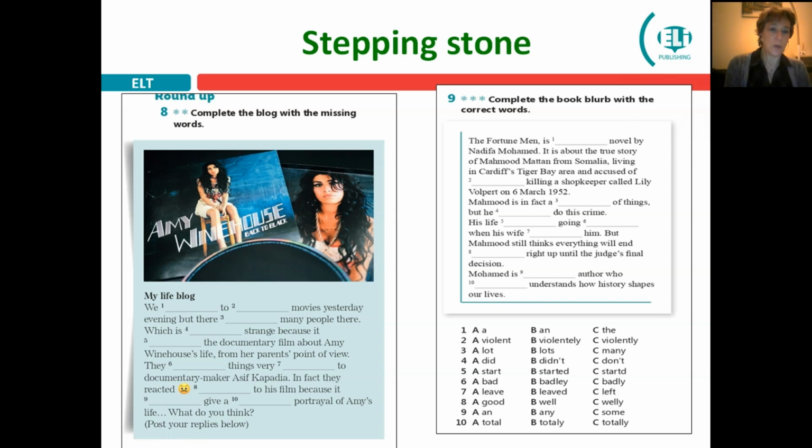Otherwise, you can actually give them a closed text. This is a book blurb. But the option items are no longer vocabulary. We're focusing this time on grammar.